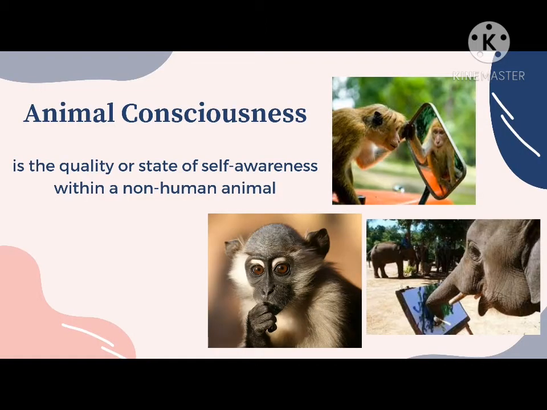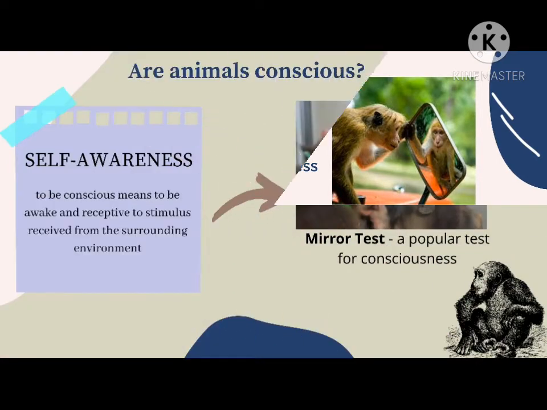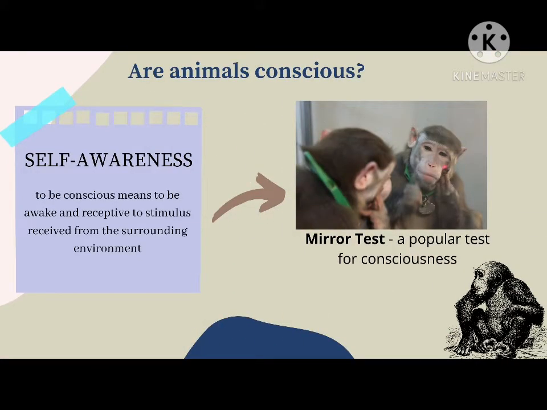So now, what is animal consciousness? Animal consciousness is the quality or state of self-awareness within a non-human animal. Basically, we have distinctions that we can say that an animal is conscious. First, we have self-awareness. Self-awareness means to be conscious and means to be awake or receptive to stimulus received from the surrounding environment.